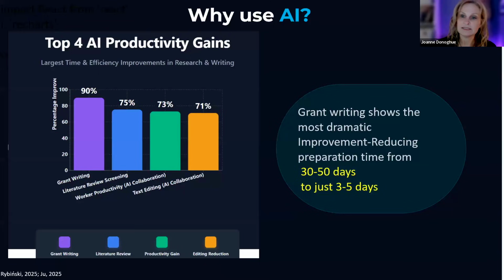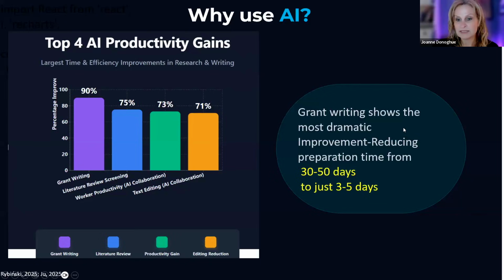Using AI, honestly, has been the biggest game changer we have seen in decades with research. I'm blown away by some of the things I'm going to show you today, and I think you will be too. This was a study that just came out that showed productivity with using AI for research. The grant writing was the majority. The percentage of improvement with efficiency was 90% for people who utilized AI. Your literature review screening was improved by 75%. Worker productivity, 73%, and then just AI text editing by 71%.